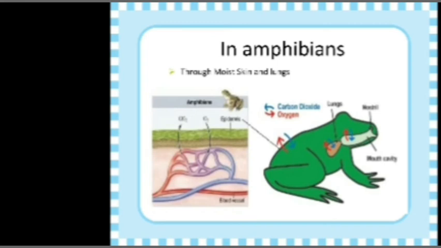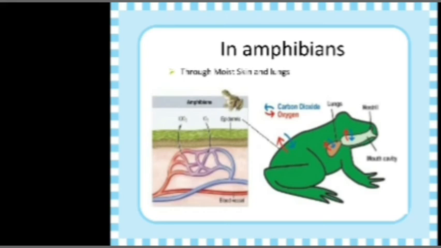Now, breathing in amphibians takes place through moist skin and lungs. Frogs, toads, turtles can live both on land and in water. Such animals are called amphibians. When on land, they breathe through lungs, but they breathe through moist skin when they are under the water. A tadpole breathes through its gills. An earthworm can breathe through its moist skin. Birds, snakes, rats, apes, rabbits breathe through lungs because they are terrestrial animals.